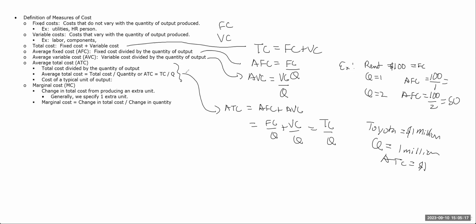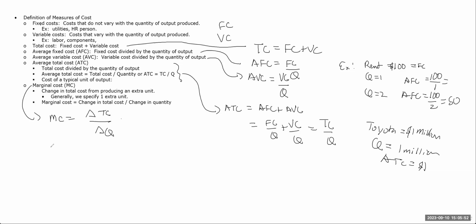Okay. The last one we're going to talk about is marginal cost, or MC. That's the change in total cost from producing an extra unit. So the marginal cost is equal to change of total cost divided by change in quantity. So what happens to marginal cost if I want to eke out another cookie? What is the additional cost I would incur? That's marginal cost.